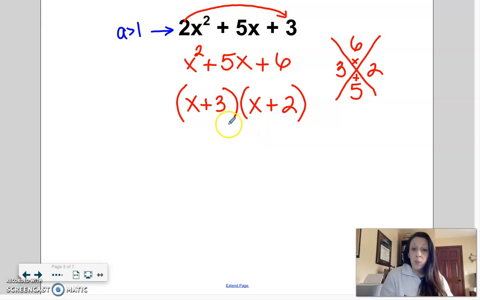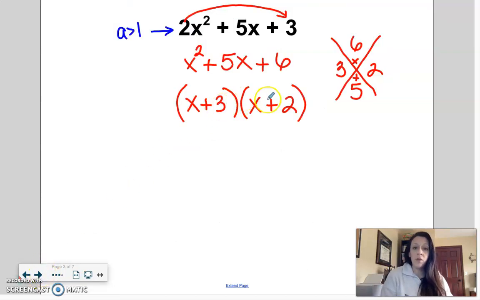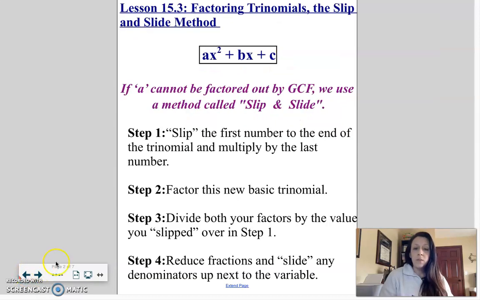So the third step is to divide, and I'll read it to you: divide both your factors by the value you slipped over in step 1. So the factors are the 3 and the 2, and you're going to divide by the number that you slipped over in the first step, and that was a 2. So we're going to divide both of our factors by 2. Okay, not the x's, just the numbers. Okay, that's step 3. And then step 4 says reduce fractions or slide any denominators up to the next variable.